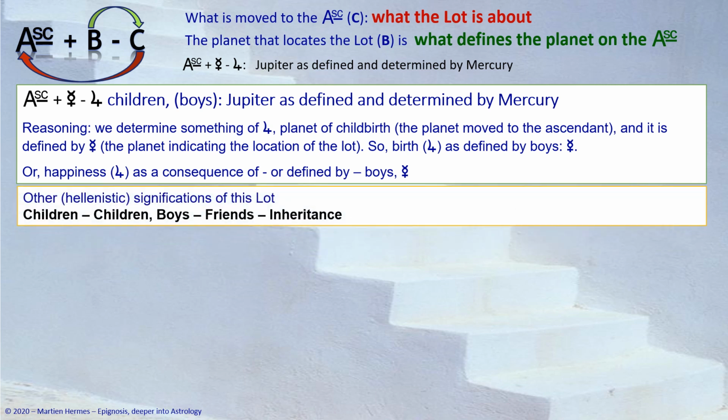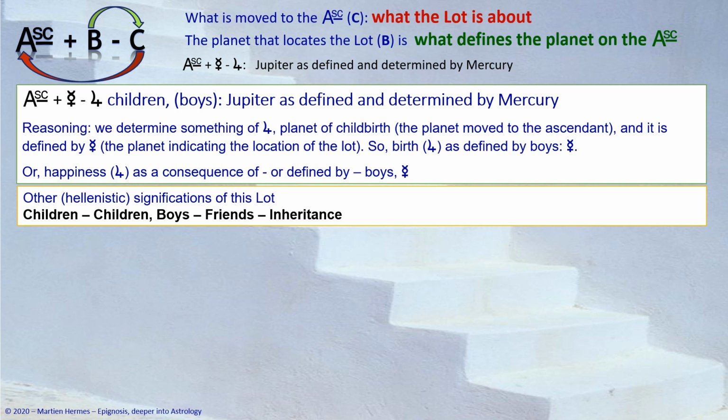And the other Hellenistic significations of this lot are children in general, again boys, friends, and inheritance. That last one I'm not quite sure, but I think it might have to do with Mercury being the ruler of contracts, and of course a testament, and getting an inheritance is also something that is managed and described in documents. So I think the reason is that Jupiter, which also has to do with monetary wealth, is in this case the indicator of inheritance. So there's a logic there.